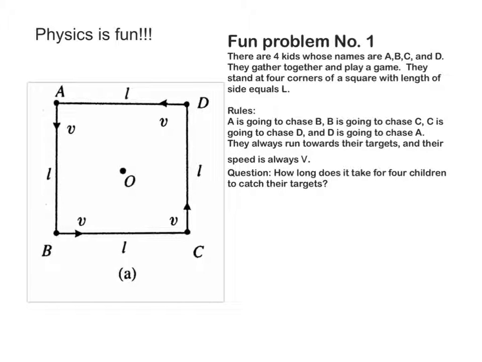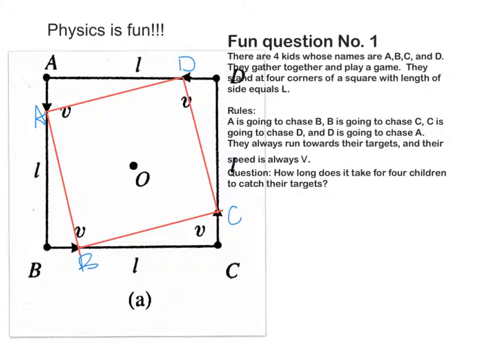So let's envision the situation first. When they are running, their direction is always changing. And I believe that you can convince yourself that all four of them will run into each other in the end. So how do we approach this problem?